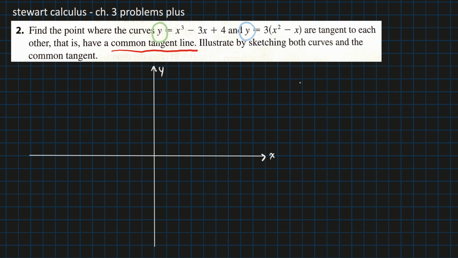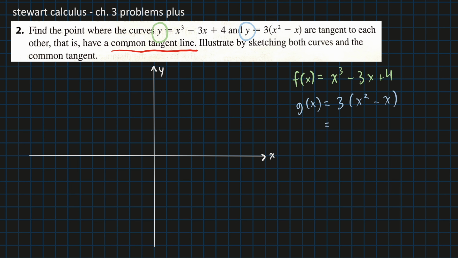So let's call our first function f of x. We'll say f of x is x cubed minus 3x plus 4. We'll call our second function g of x. So our g of x here is a quadratic.